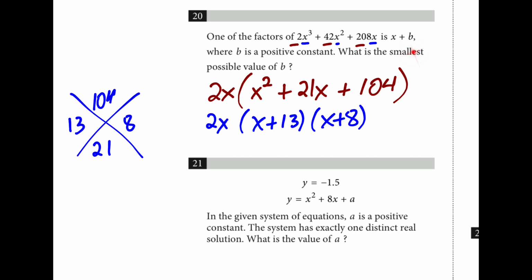They want to know what's the smallest possible value of b. Well, we're looking at 8 or 13. Which one's smaller? The answer is 8.